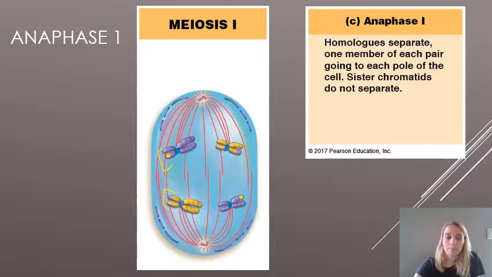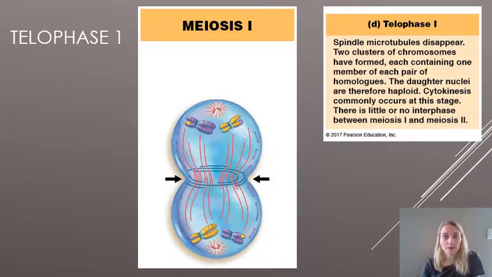And telophase 1 is very similar to telophase in mitosis. So the chromosomes start to uncoil, the spindle breaks down, the cell starts to pinch, we get that cleavage furrow. We may or may not get a full nuclear envelope because it's going to jump right into prophase 2 in a little bit. So that's a slightly variable step in between telophase 1 and prophase 2.